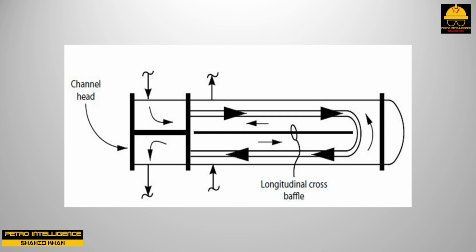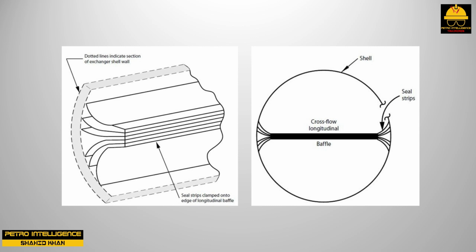But the problem arises in sealing the cross baffle to the interior of the shell. This is accomplished by means of seal strips. I'm using the term sealing strips in a completely separate way than used in the preceding section of this video. The seal strips, as used in association with the longitudinal cross baffle, are very thin, flexible strips of metal clamped to both long sides of the baffle, as shown in these pictures.